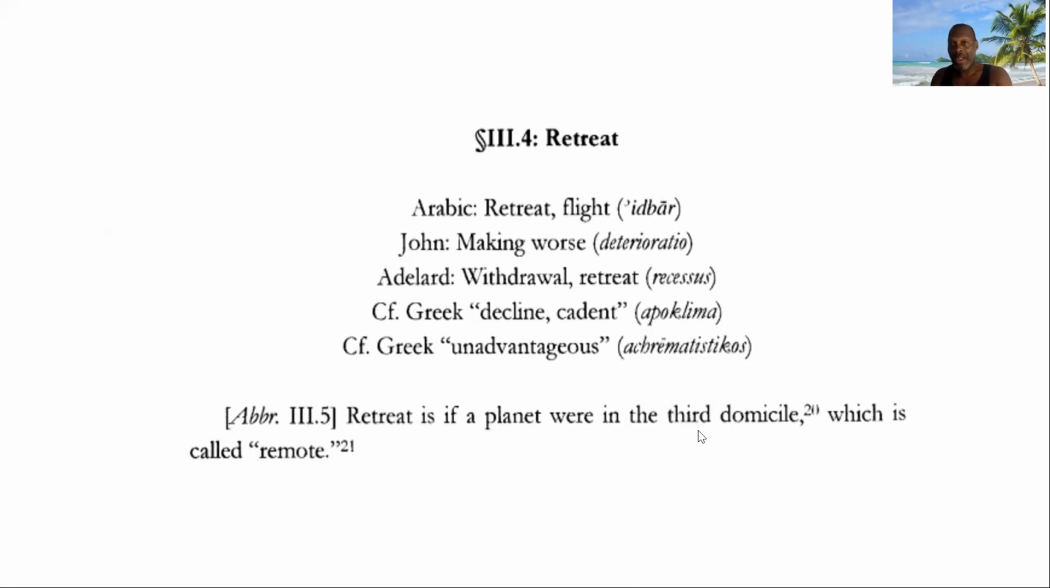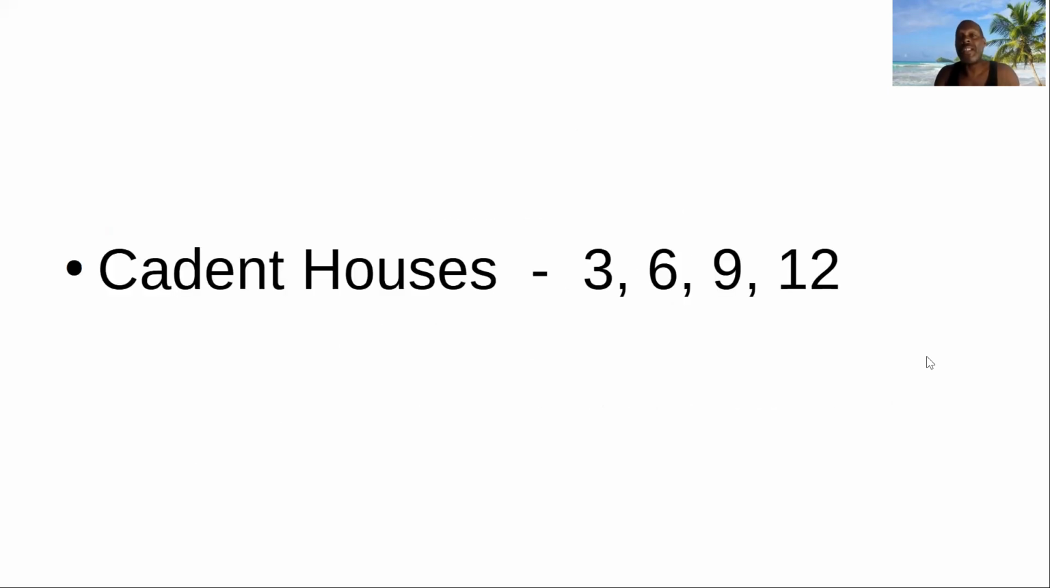So there are 12 houses, and that means there are 4 quarters, right? 4 times 3 is 12. So there are 4 quarters of each house. And so the third domicile of each quarter is a Cadent house. So that would be 3, 6, 9, and 12. Now, the Cadent houses generally are considered relatively, or 2 of them specifically, are considered actually quite malefic. And the 2 that are considered malefic are the 6th and the 12th house. And the main reason is because the 6th and the 12th house do not make any kind of Ptolemaic or major aspect to the ascendant.